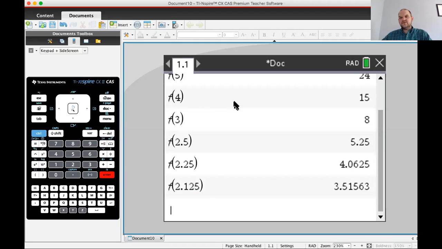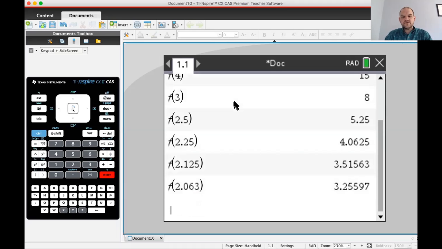3.5156. So no, I don't really know how many we need for this to look good. 2.063. We're getting closer and closer and closer to being at 2. That's our ultimate goal, to just get there.